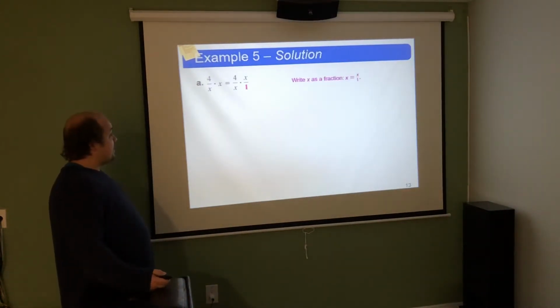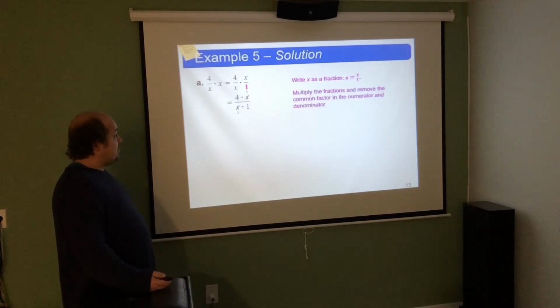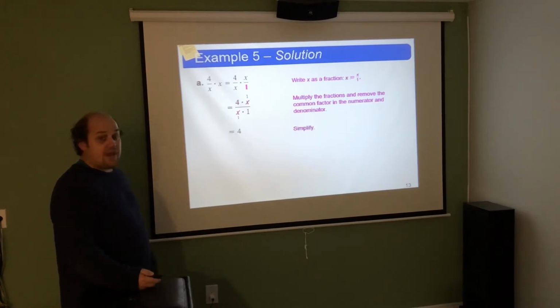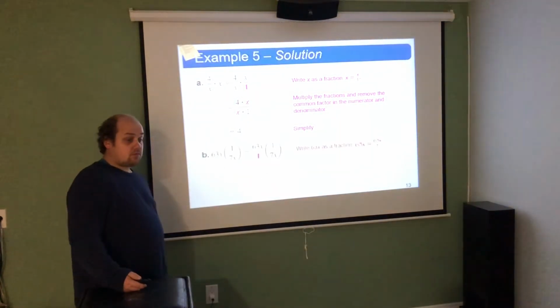So if I write this out as 4 over x times x over 1, the two x's in the problem are a common factor on top and bottom, so I can reduce them. That just leaves me with 4 over 1, or my final answer of 4.